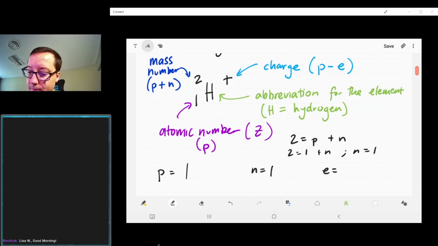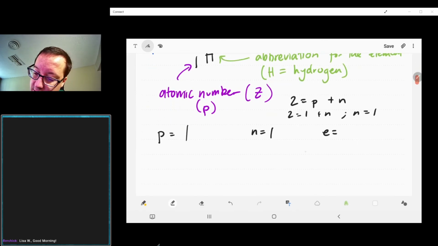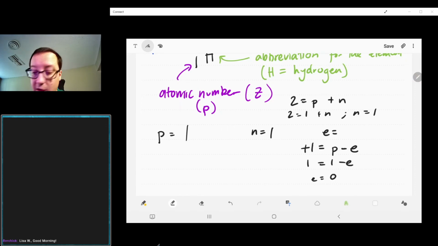And finally, we have the charge component. It's given to us that the charge is positive 1. If there's a 1, we don't write it, we just say plus. So the charge, which is +1, is equal to protons minus electrons. We have 1 proton, so that tells us we have no electrons in this particular atom. So we can use our element symbol to try and deduce this information about the particles.